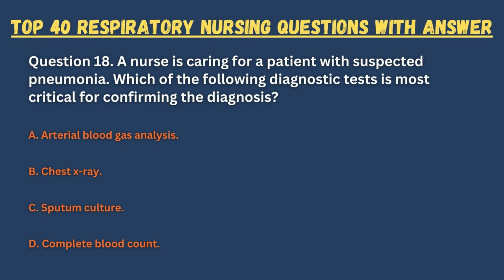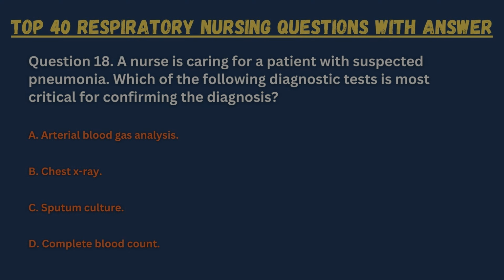Question 18. A nurse is caring for a patient with suspected pneumonia. Which of the following diagnostic tests is most critical for confirming the diagnosis? A. Arterial blood gas analysis. B. Chest X-ray. C. Sputum culture. D. Complete blood count. Answer: B.